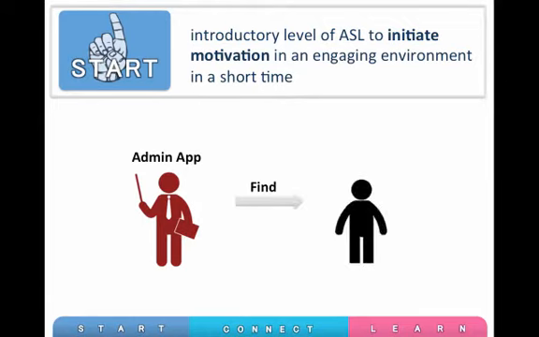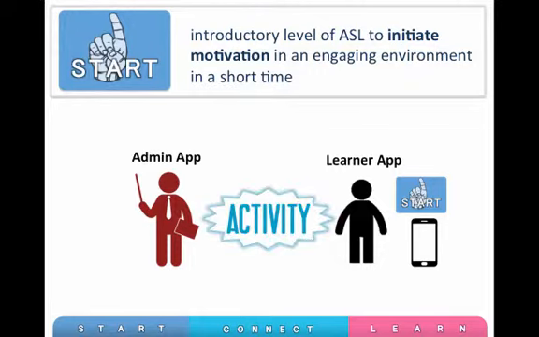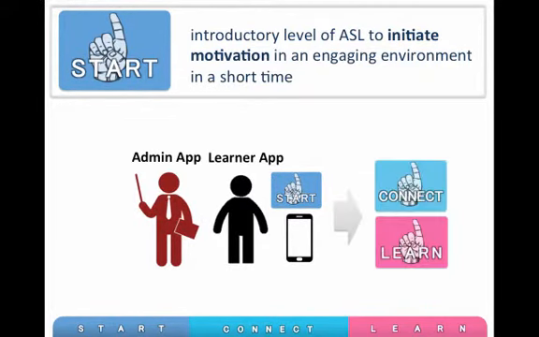The admin finds someone who they think might be interested in ASL. The admin will invite the hearing person by sending a code to download a Start app and play or engage in an activity. The code will be a one-time use in order to ensure that the code is provided by the admin. If the learner becomes interested in learning about ASL via the Start app, the admin can lead him or her to the next level.